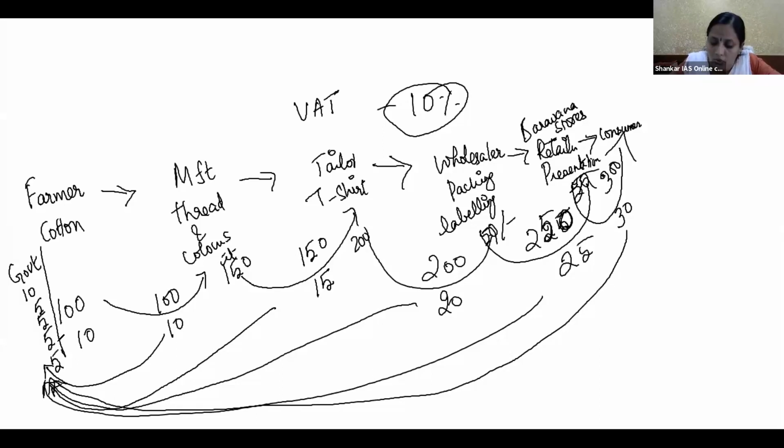Right? So now let us tally the numbers. How much did the consumer pay as the taxation, value added taxation? It is 30 rupees. Right? And can you add all these numbers and see how much the government has actually received? How much is the total on this left hand side?